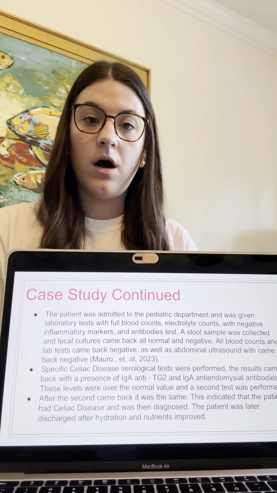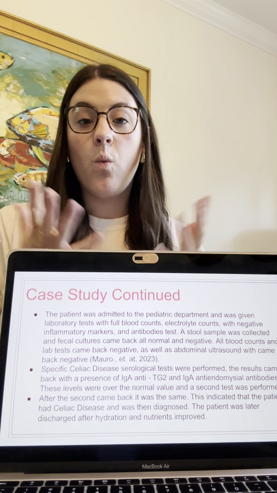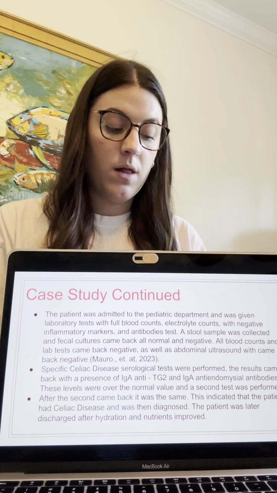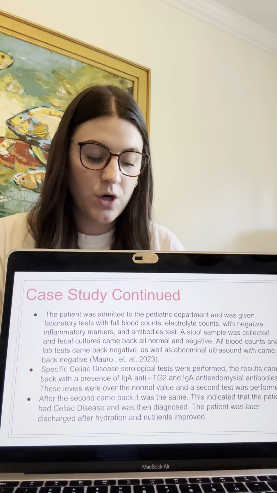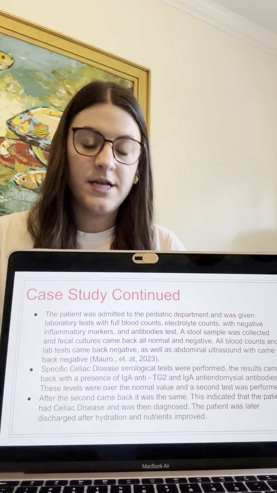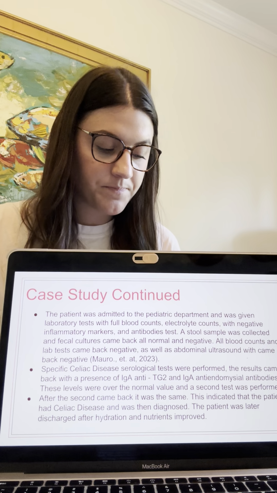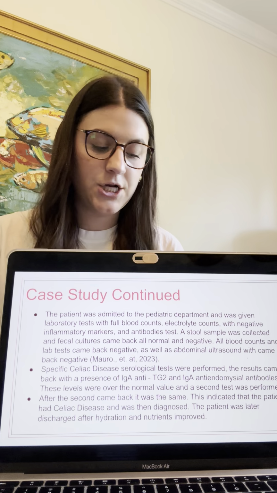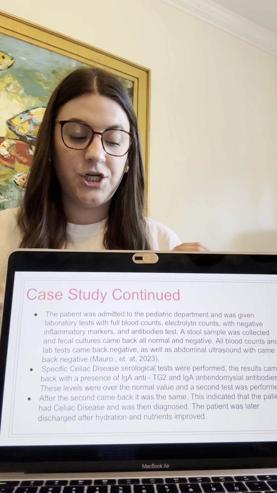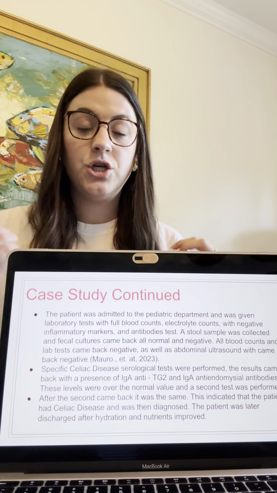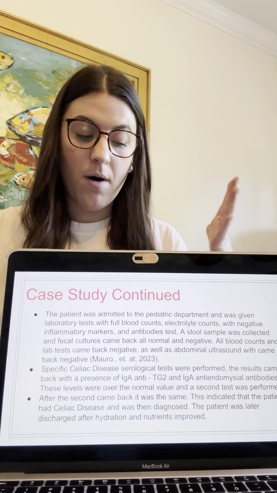They ended up doing a celiac serological test. What the serological test does is it checks for the tissue transglutaminase, and it is testing for an IgA antibody. When the test results came back, it showed that he had a high level of the IgA TG2, and those levels were above the normal level.